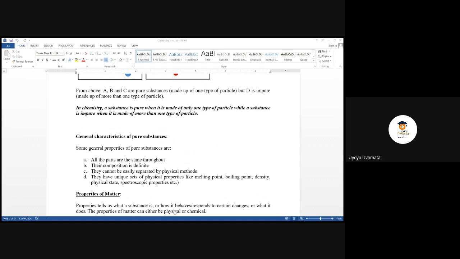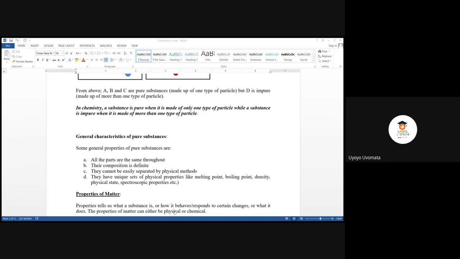As we move on, we will get to understand what we mean by physical methods of separating substances. But if we are to separate a substance by physical method, then that substance has to be an impure substance, talking about mixtures. And then we have the D part about pure substances.